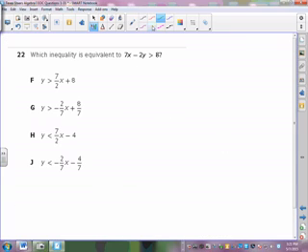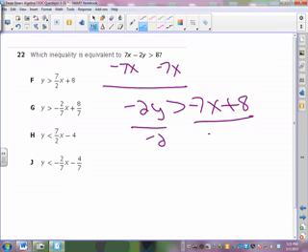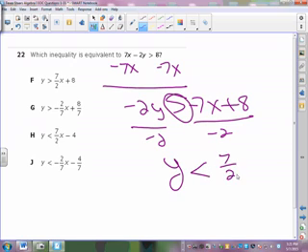We want to know which inequality is equal to that. They want us to solve for y. We subtract 7x from both sides. Divide by -2. We are dividing by a negative number, so we change the sign, and that's 7 over 2x. Positive 8 divided by -2 is -4, and H is our answer.